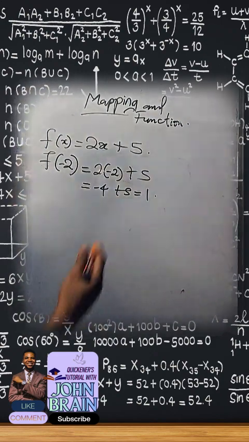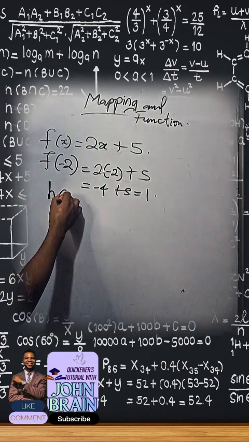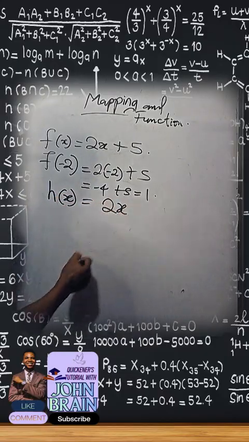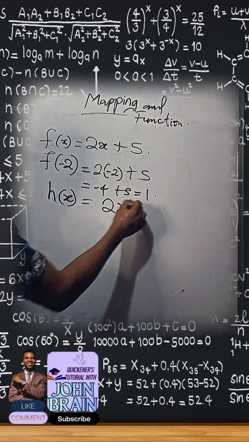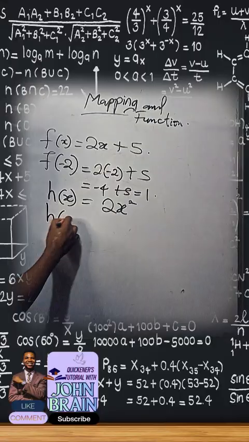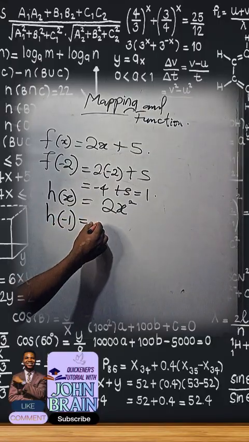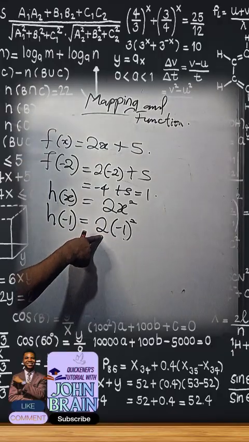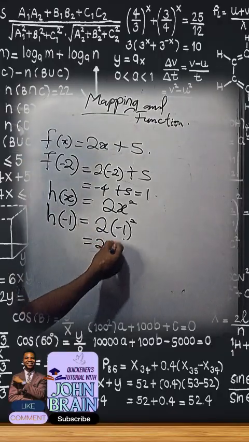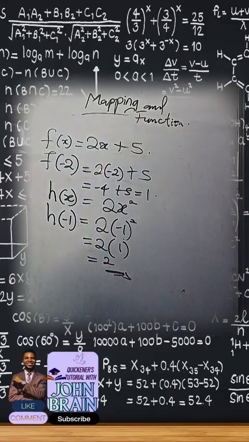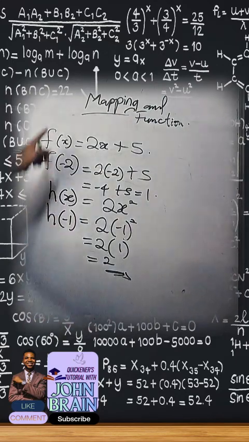Now let's assume there's another function h. H of x is 2x squared. So if they ask you to find h of minus 1, h of minus 1 will be 2 times minus 1 squared. You square this minus 1 before you multiply by 2. So 2 times minus 1 squared is 1. 2 times 1 is what? 2. You understand that? Can you see that? Very easy, right? Good. When it's composite mapping, it has to combine two.